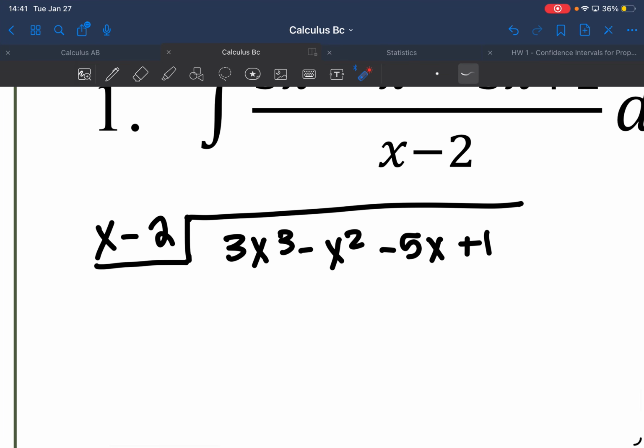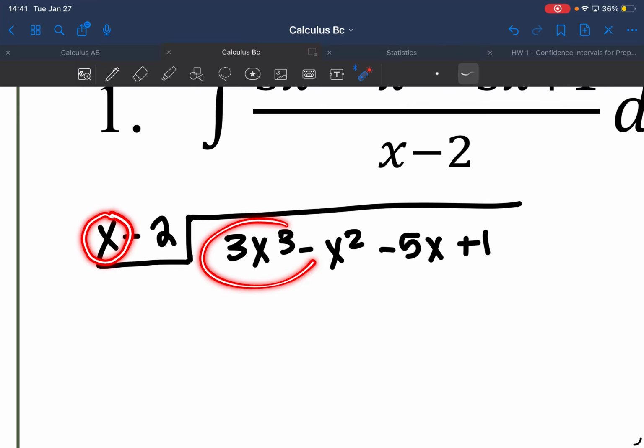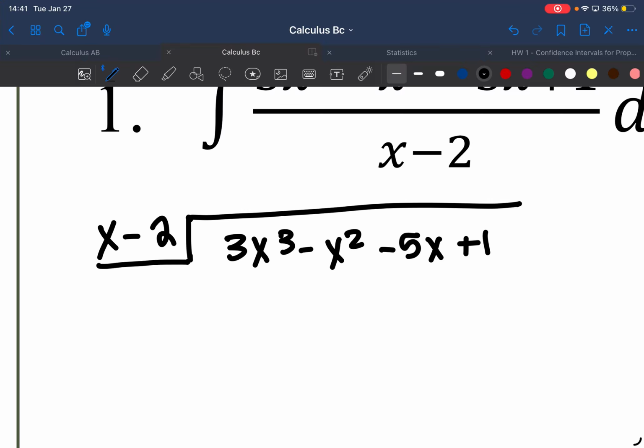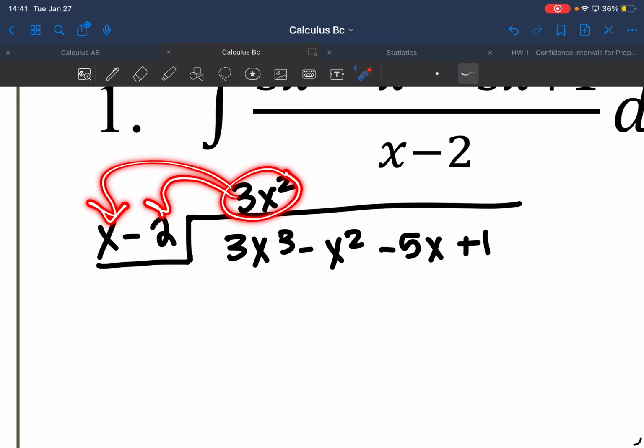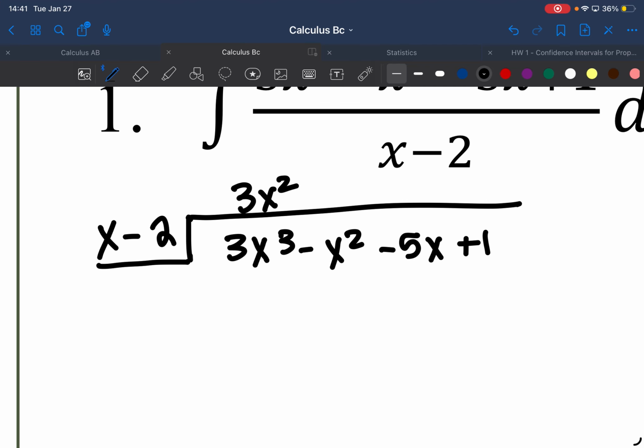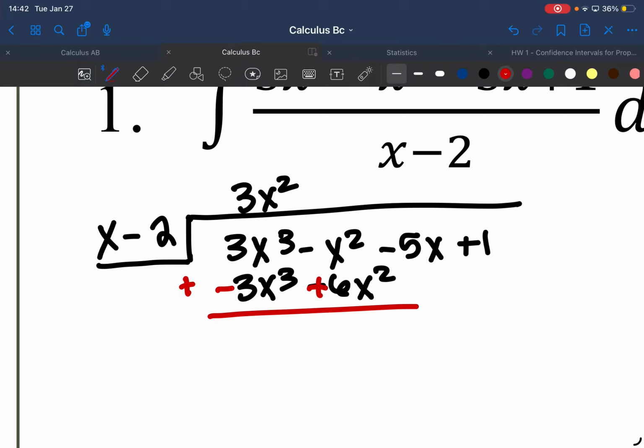For those who don't remember how to do long division, the idea is that we look at the first term here and the first term here, and we ask ourselves, what can I multiply x by to get 3x cubed? Anyone? 3x squared. Then I take that 3x squared and multiply it by the x and the negative 2. So I have 3x cubed minus 6x squared. I then change the signs, so it's now a negative 3x cubed and a positive 6x squared, and add everything down.